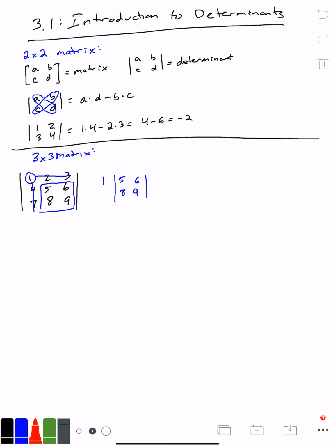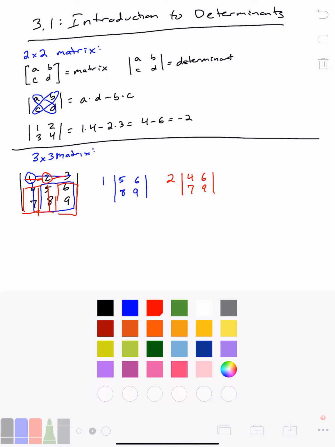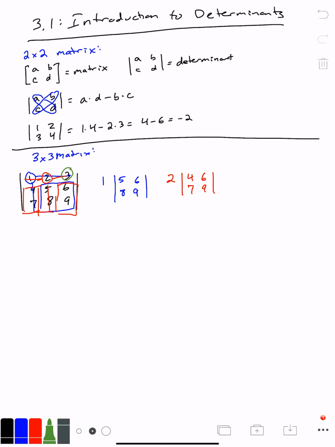Then we go to the next number in the row, which is 2, so I write down 2. Then I remove that row and that column, and I will have these 4 numbers, 4, 6, 7, 9. It's getting pretty messy. Then we do the third one, and if you remove those, you'd have the 4 numbers 4, 5, 7, 8.